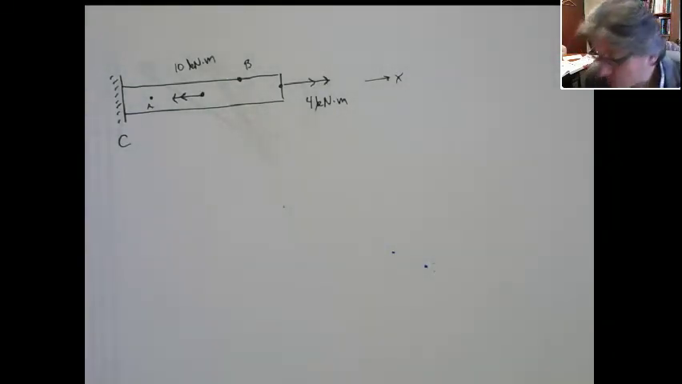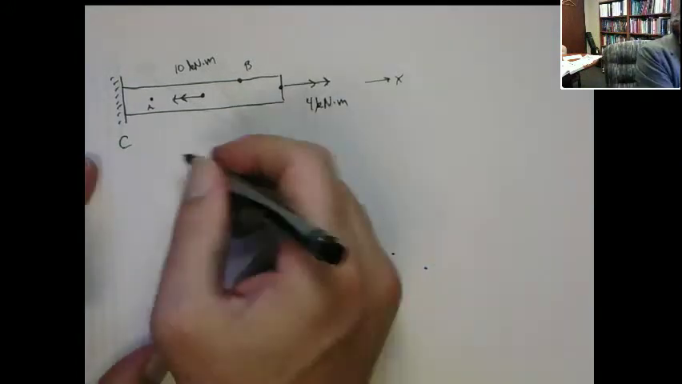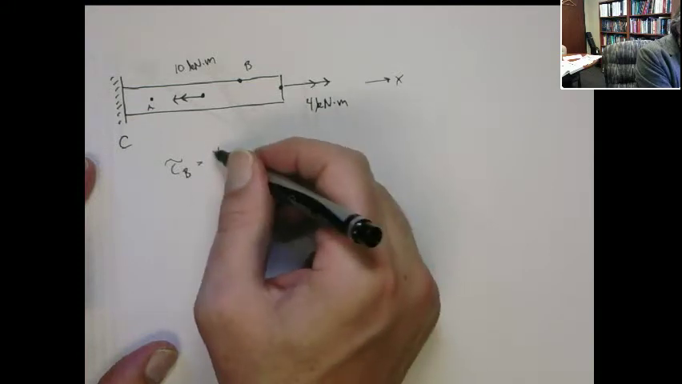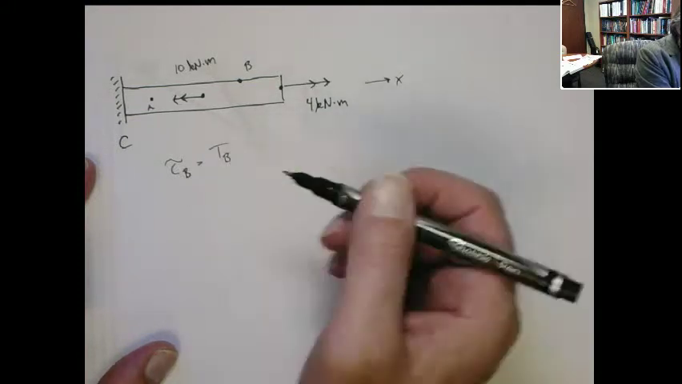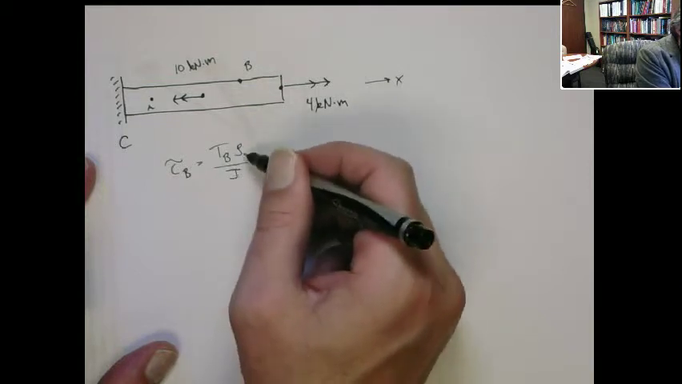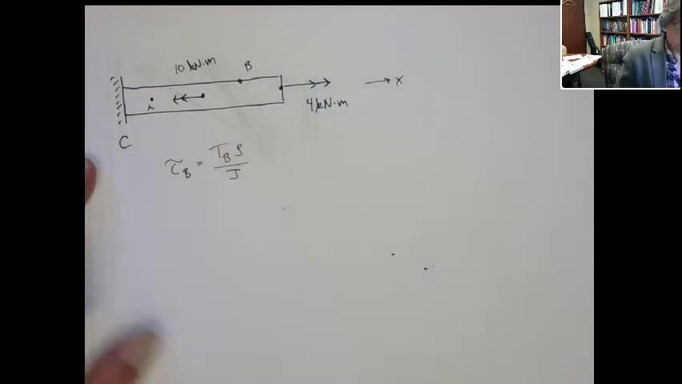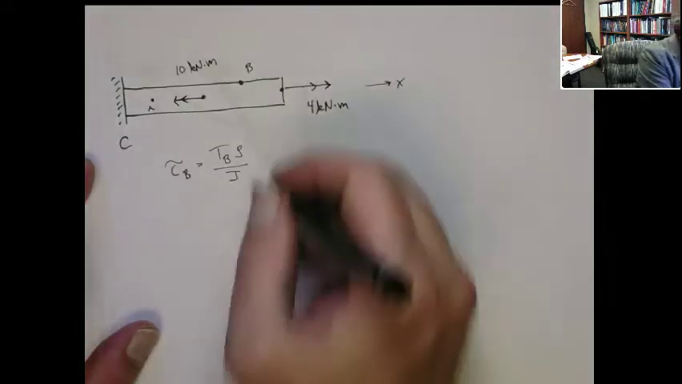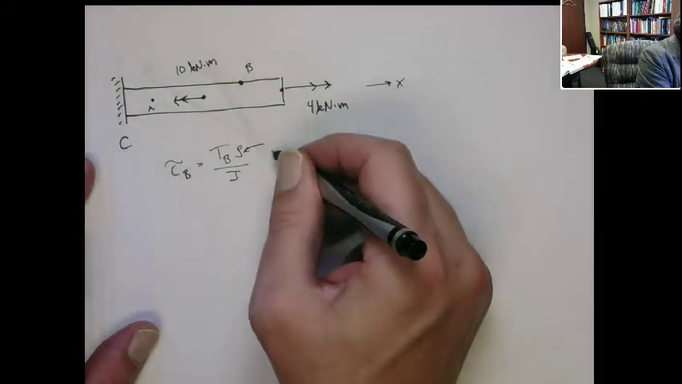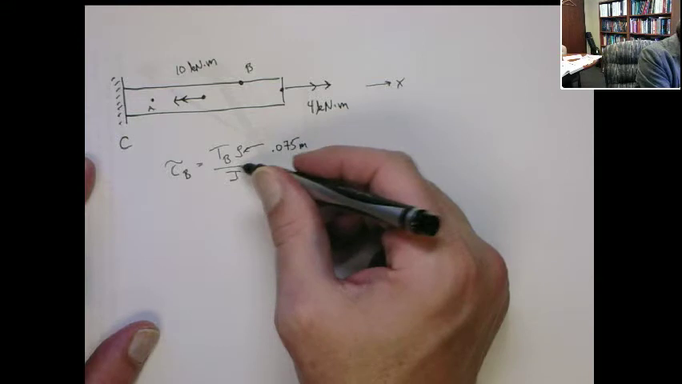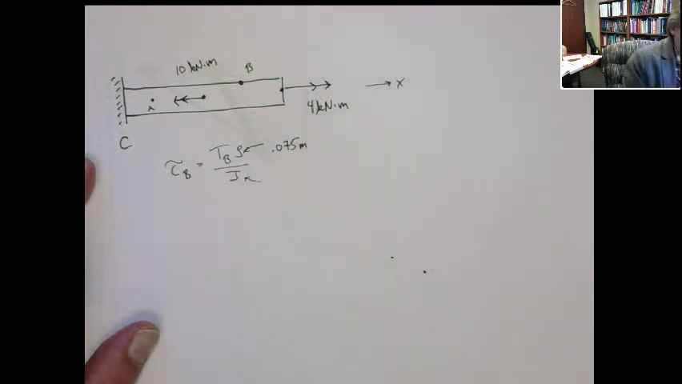So, to get tau at B, we know that's going to be the internal reaction torque at B times the radius over J. We already figured out J. In this case, the picture shows B at the outer surface, so the radius is the outer radius, 0.075 meters. Remember, it's the radius. Don't put the diameter in.